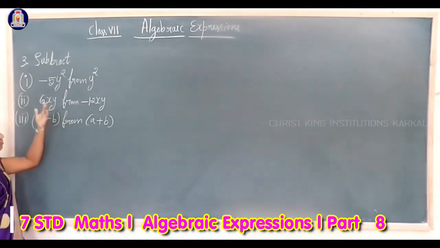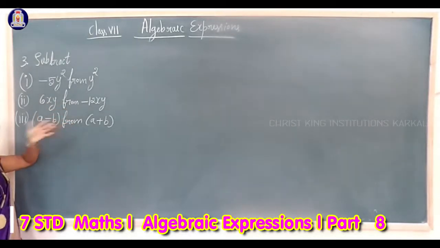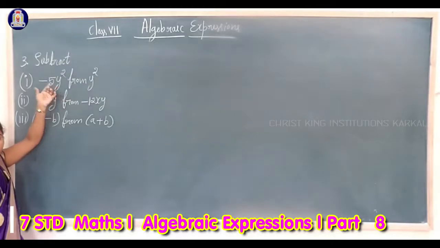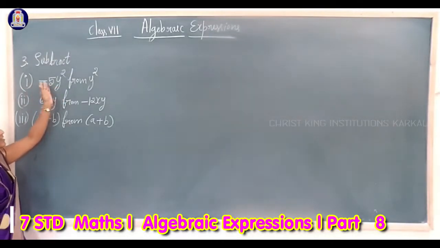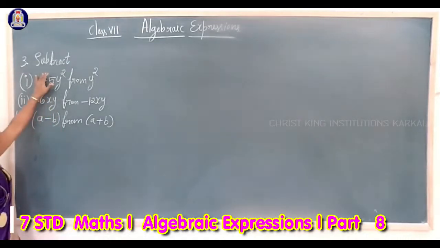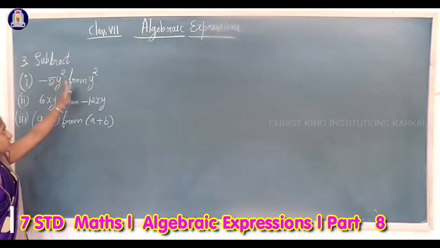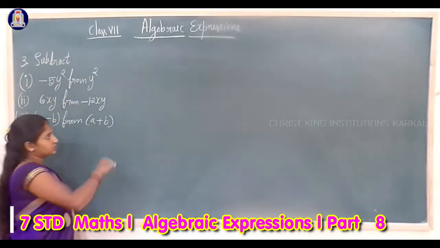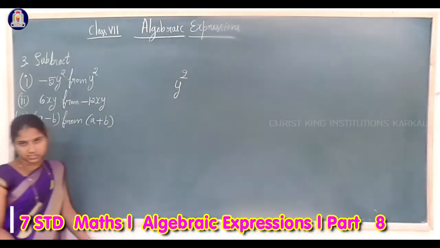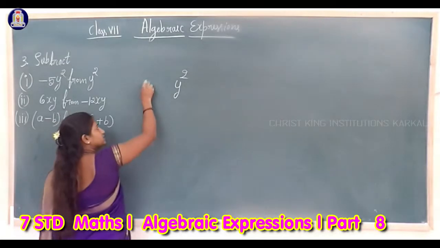Which term do you have to subtract from which? That is very important. Minus 5y square is subtracted from y square. Subtract minus 5y square from y square. So from this means you have to write y square first. So this is a method.